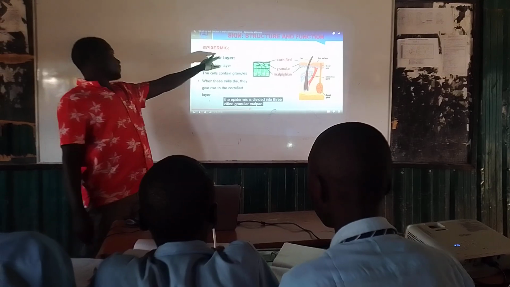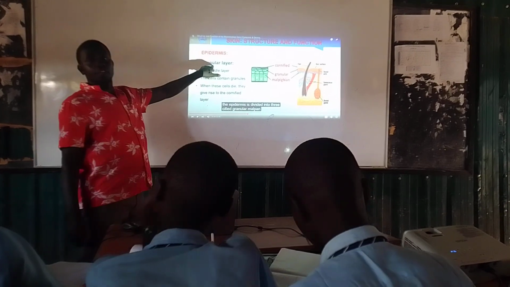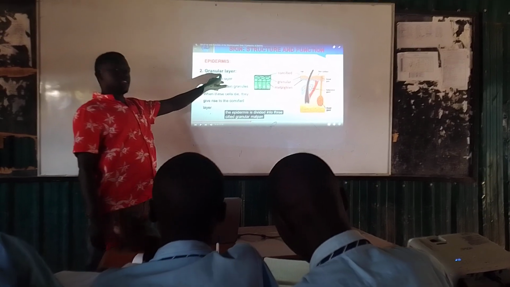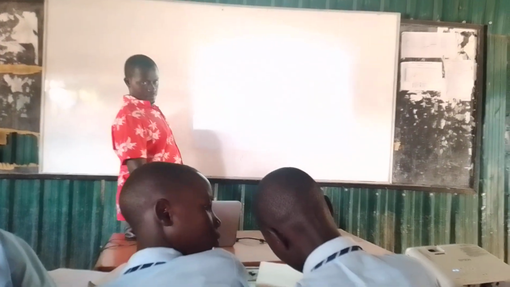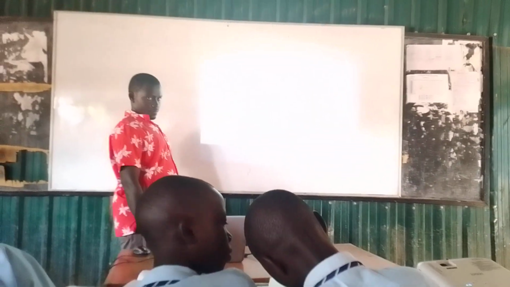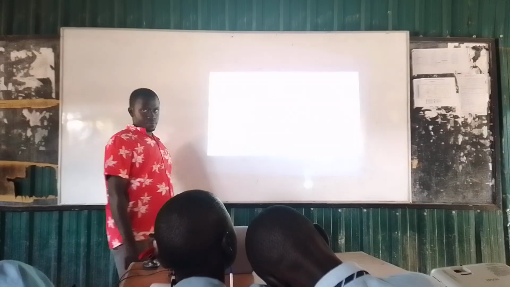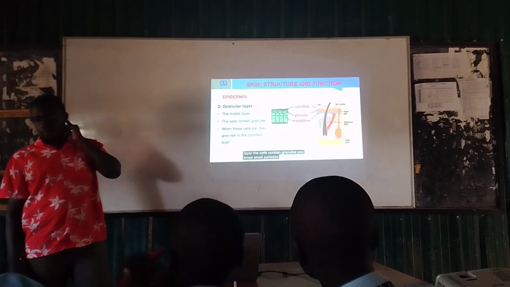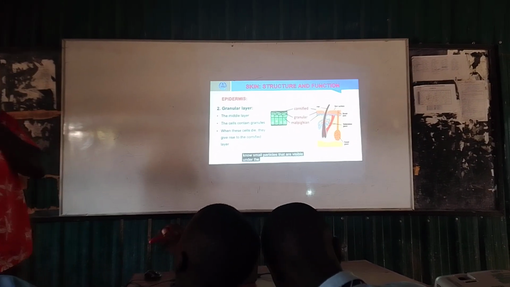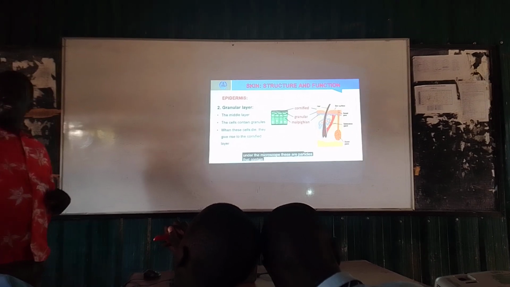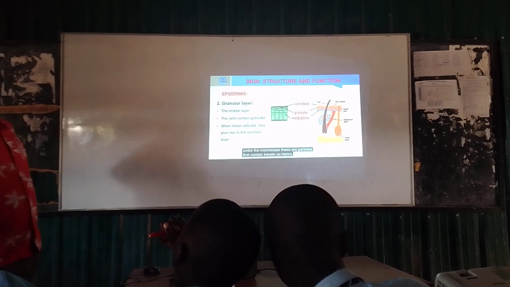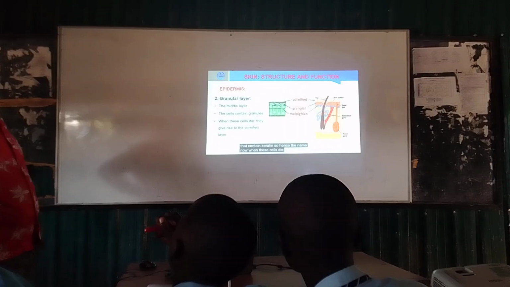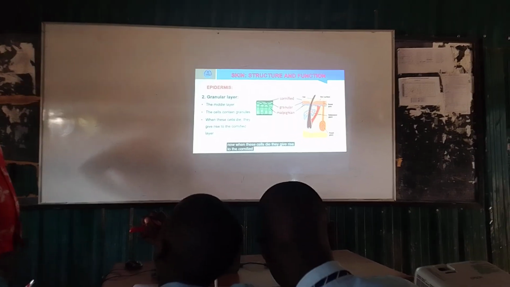Remember this, where I said we have the living cells. On to the granular layer. The cells contain granules, small particles that are visible under the microscope. Now when these cells die, they give rise to the conified layer.